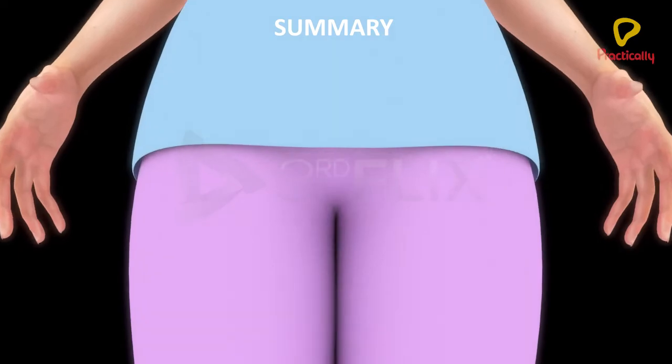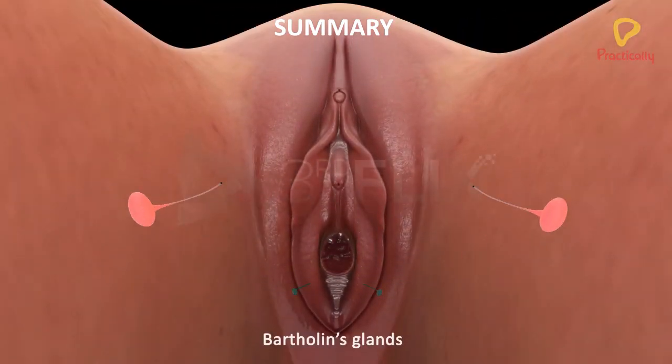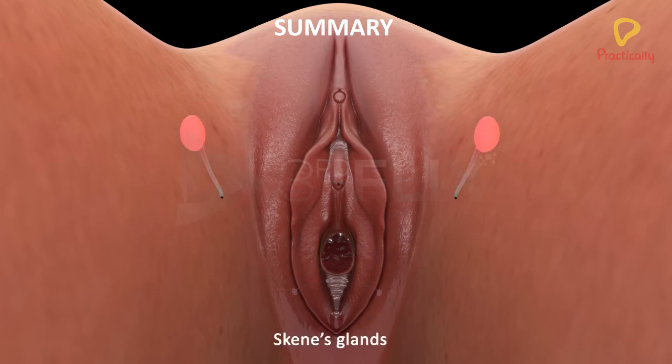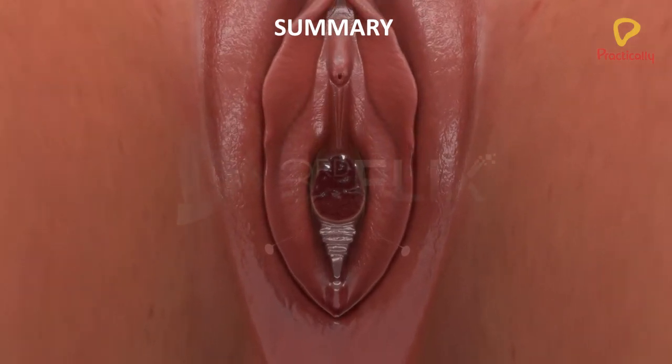Female accessory reproductive glands. They include the Bartholin's glands, Skene's glands. Bartholin's glands. They are also called greater vestibular glands. They are situated one on each side of the vaginal orifice.